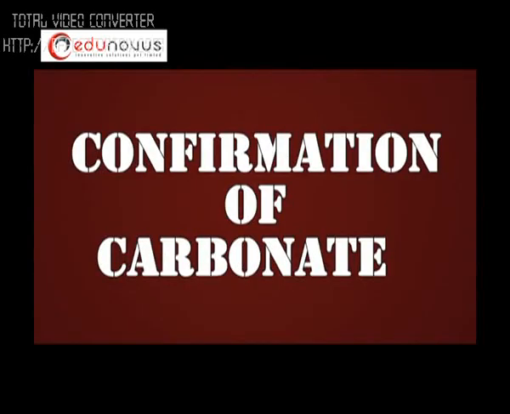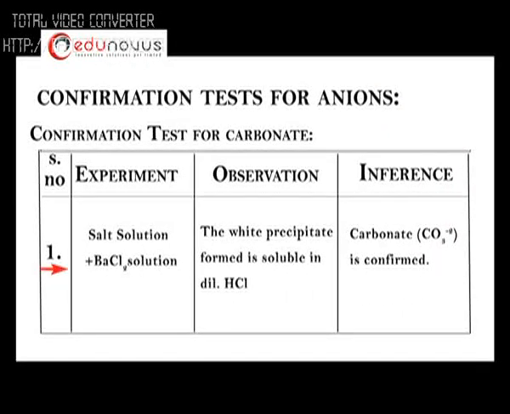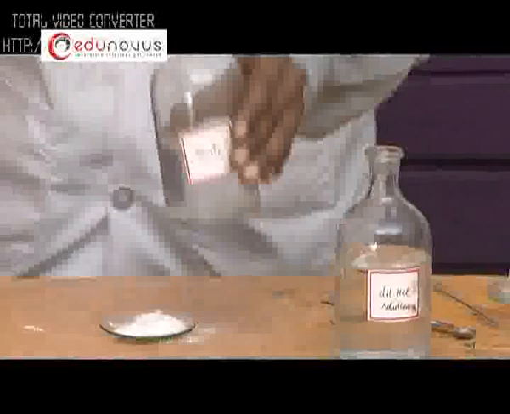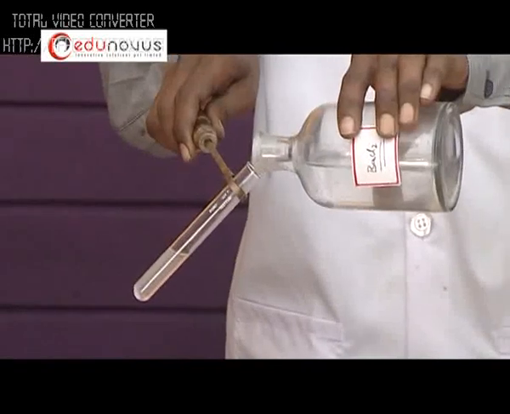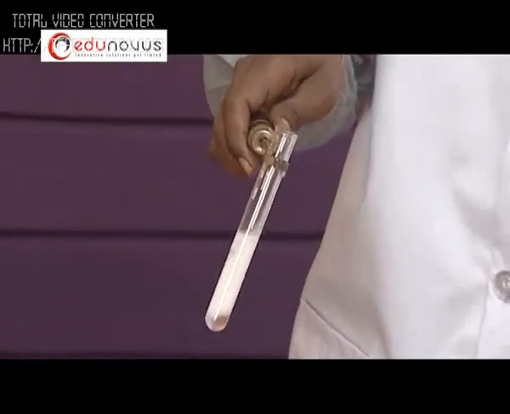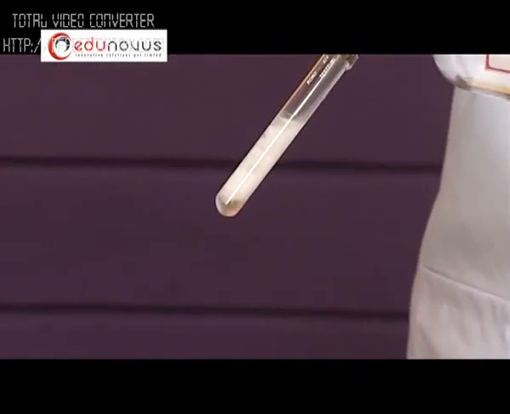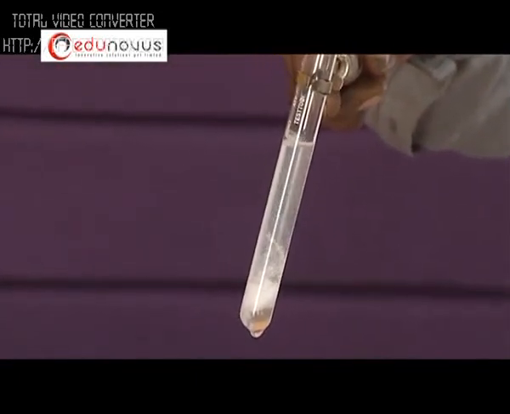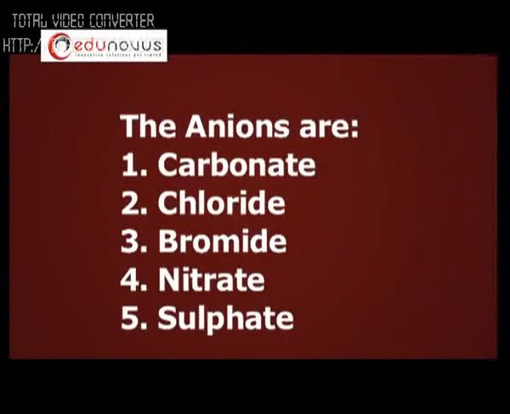Now, we perform the confirmatory test for carbonate ion. Salt solution plus barium chloride solution. To the salt solution, we add barium chloride solution. We observe that a white precipitate is formed. When we add diluted HCl to the test tube, we observe that this precipitate is soluble. Thus, carbonate ion is confirmed. Therefore, the anion present in the given sample is carbonate ion.